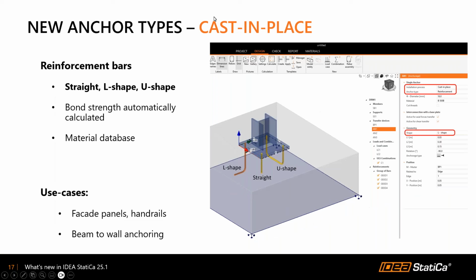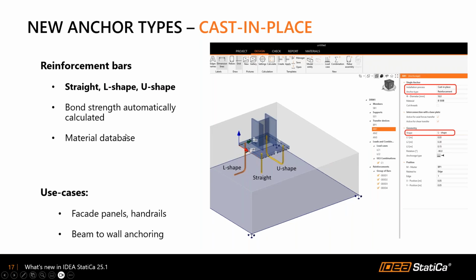So at first, let me start with the cast-in-place installation process for the anchors. We have developed and implemented the reinforcement bars. That's where we are enabling you to insert some straight, L-shape and U-shape bars, basically on the base plate. The bond strength is automatically calculated based on the properties of the concrete, so you don't need to bother with the insertion of the bond stress. And we also added some material database.